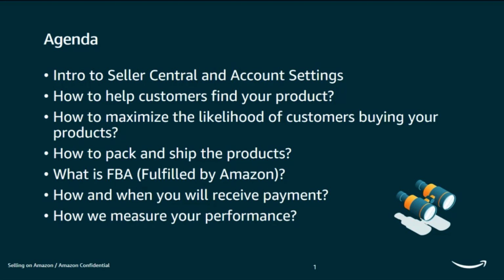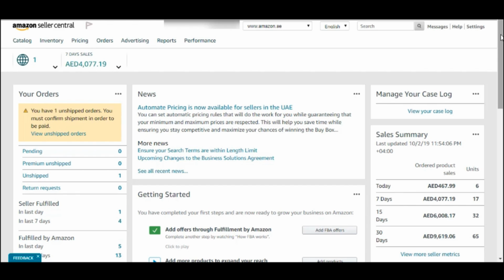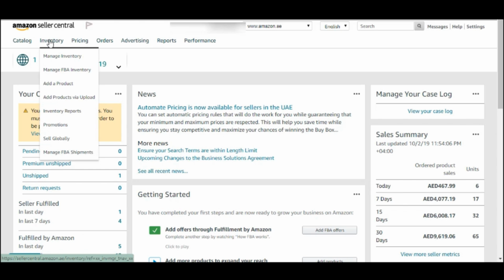So first, let me show you the basic tools in Seller Central. If you log into your account, your Seller Central homepage looks like this. This is where you spend much of your time as a selling partner. The first tab will be the inventory tab. This is where you access information about your current inventory. How many items do you have? You can also add products here, and you can also manage your Fulfillment by Amazon shipments.